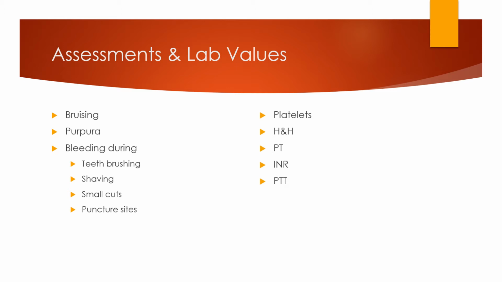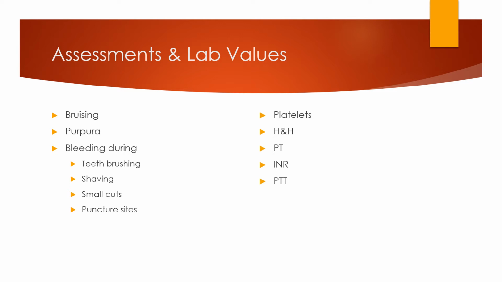Purpura is where it looks like a rash, and actually what's happening is the vessels are leaking blood under the surface, and we'll look at an example of what purpura looks like. But this is a cause for concern because this means that there's actual bleeding going on under the surface. If an individual experiences bleeding during brushing their teeth, shaving, small cuts, or puncture sites, this again is an assessment indication that a patient has coagulation problems and that they have a tendency to increase bleeding.